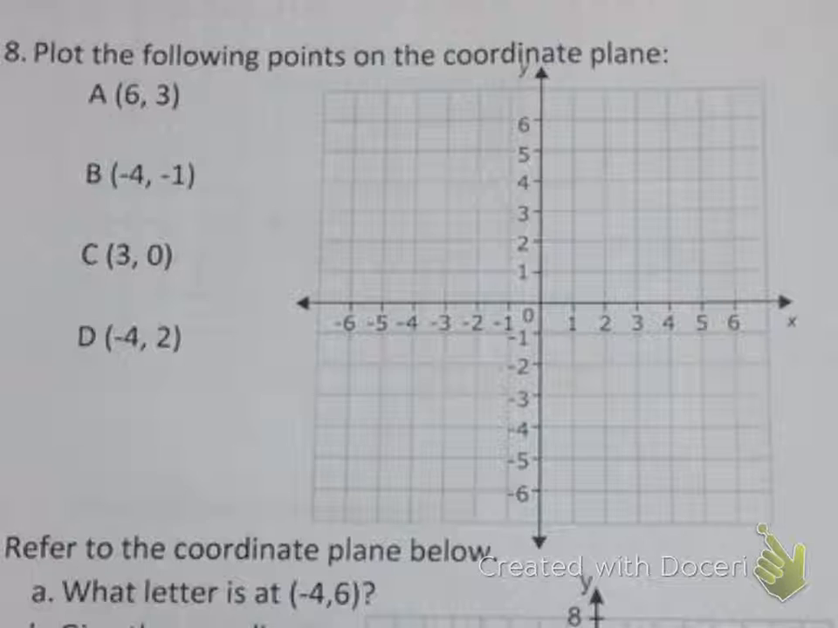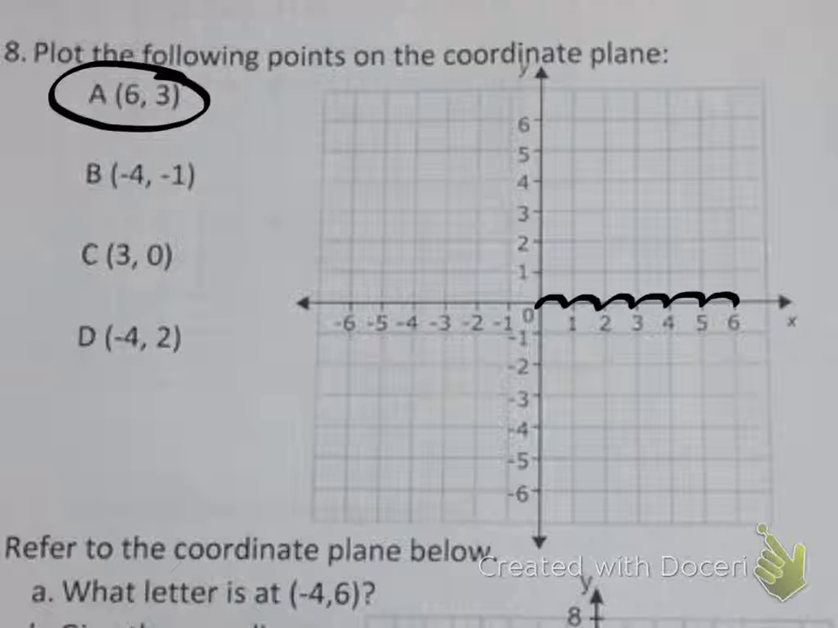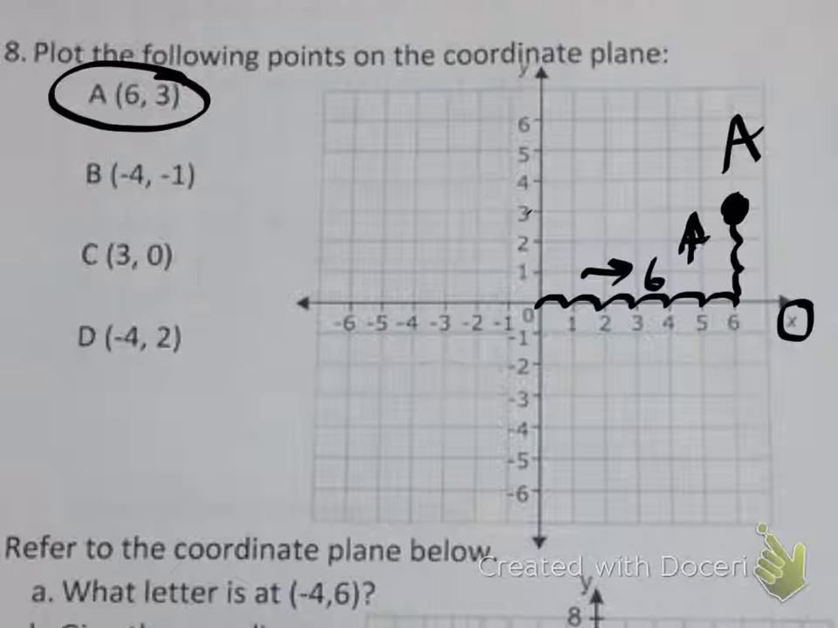For number 8, we're simply going to plot these points on the coordinate plane. Our first one, A, is 6, 3. We start at the origin and go 1, 2, 3, 4, 5, 6, so we're going to 6 on the x-axis. And then we want to go 3 on the y, so we go up 1, 2, 3. So our first spot is right here, A, over 6, up 3. They're both positive, so forward 6, up 3 for A.